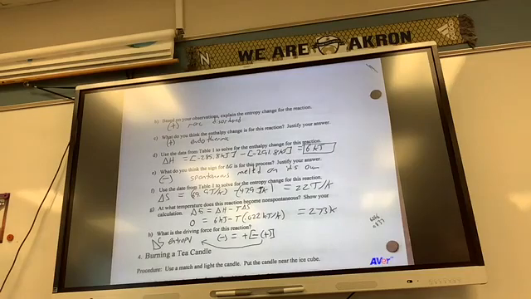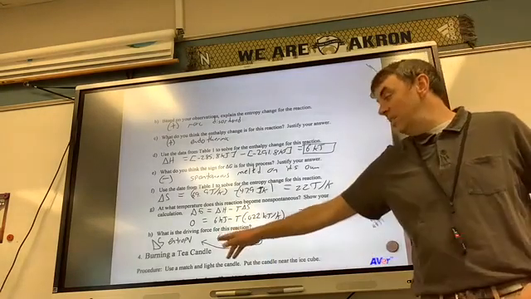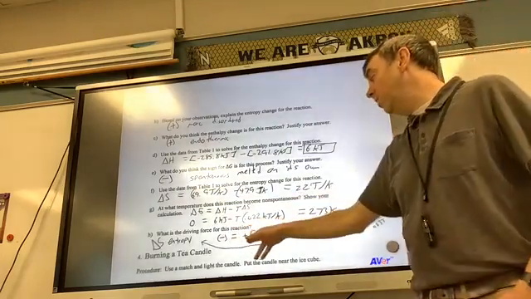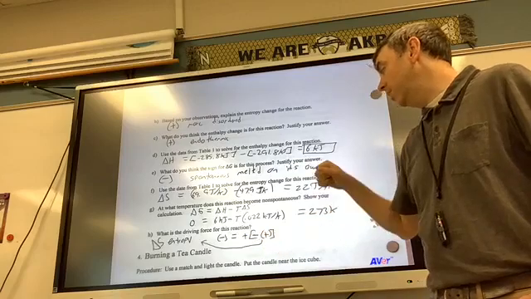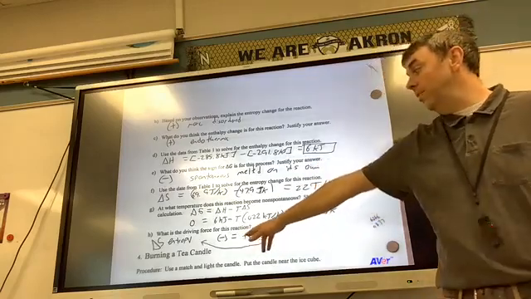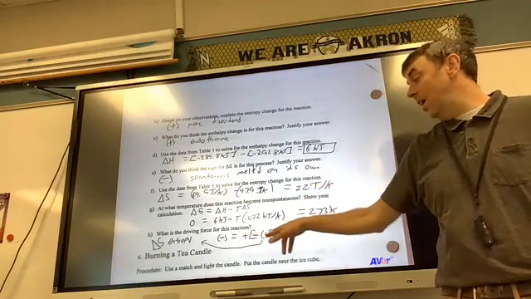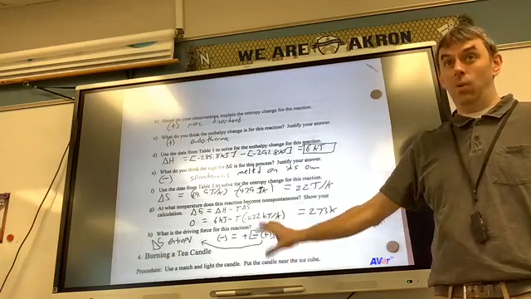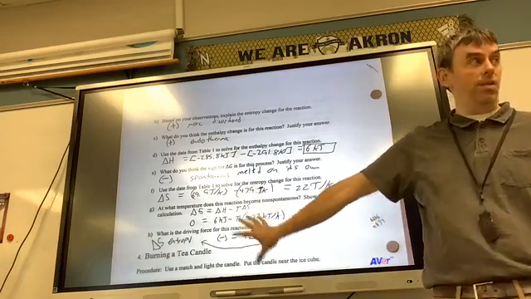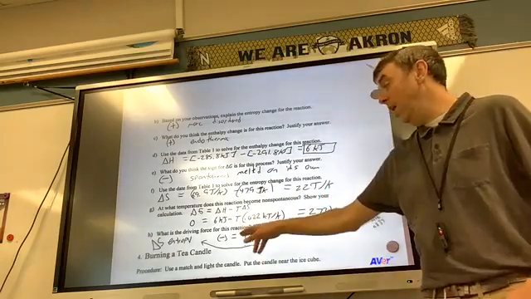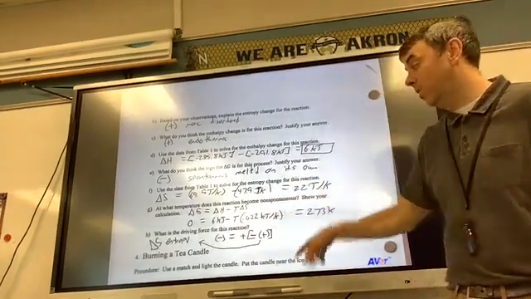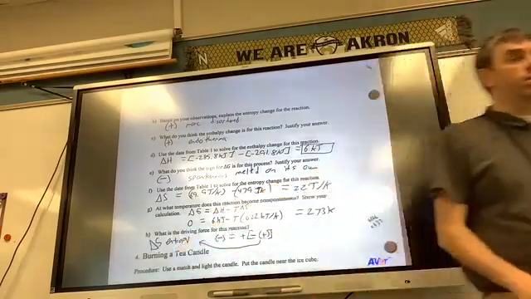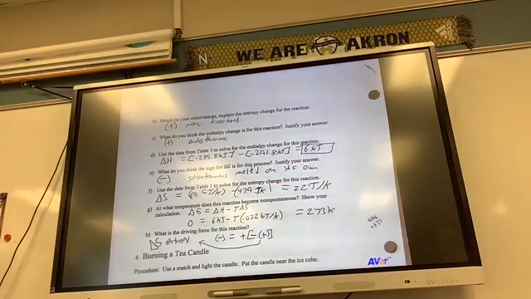What is the driving force of this reaction? What's going to make this negative? Well, I have a positive delta H, which means my delta S has to be bigger than that positive to make it negative. Okay, this is one thing that people missed. A positive minus a bigger positive is what's going to make this negative. Therefore, the bigger positive is entropy. That's the driving force. Are we cool with that? Yes? Okay.